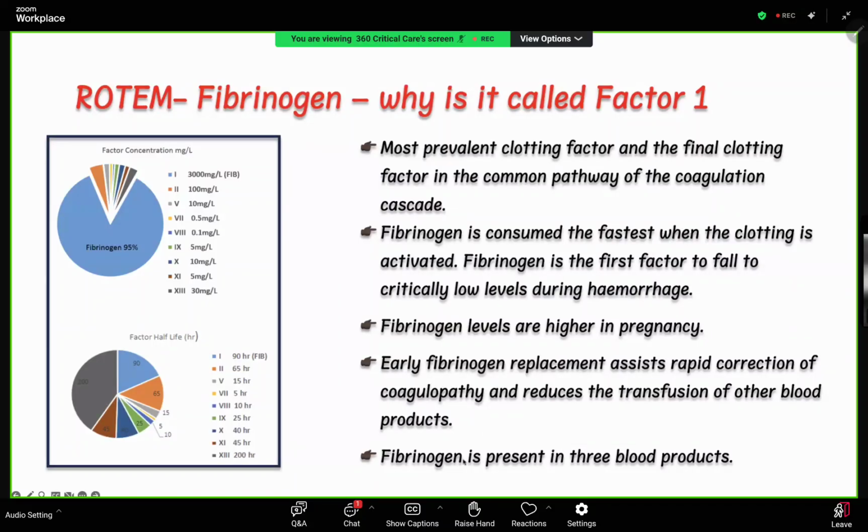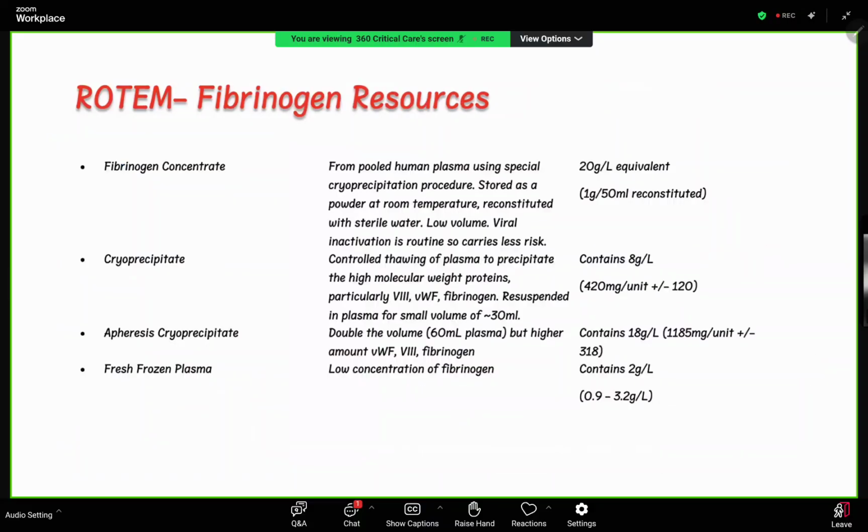Sometimes they ask you what the sources of fibrinogen are in clinical practice. So usually there are three important sources: fibrinogen concentrate, where you find the highest amount of fibrinogen, followed by cryoprecipitate, a little bit lower, and if it is an apheretic cryoprecipitate, the concentration is slightly higher. The least you find is in fresh frozen plasma.